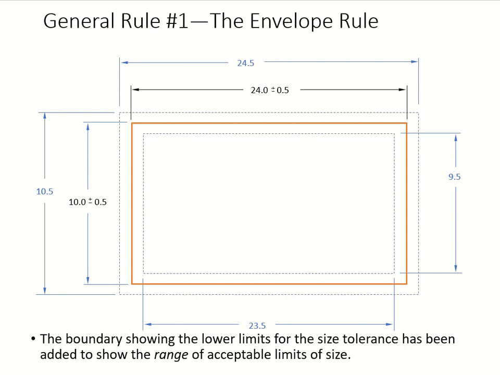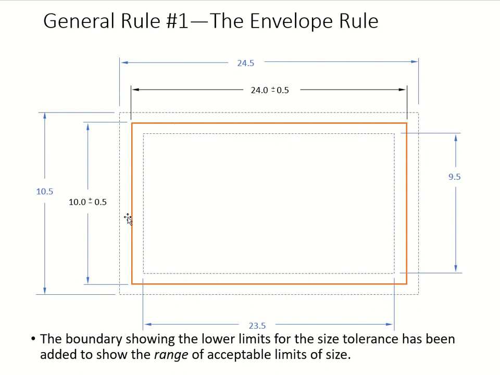Now we get into the smaller range, which is your lower limits, 9.5 and 23.5. Again, of course, your part cannot go smaller than that. So your part is between that zone, from here all the way to here. This is your maximum, this is your minimum, lower and upper limit. And we call that the range.